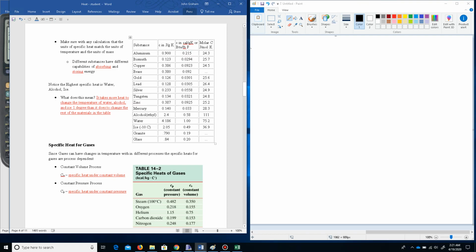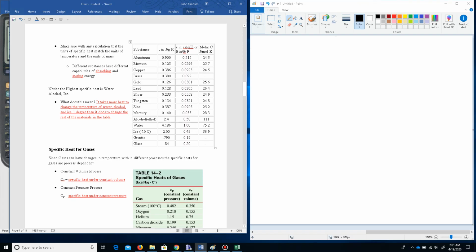If you have the specific heat, my suggestion is those are the units you go with. And then switch it if you need to at the end. If you don't have the specific heat and you're solving for the specific heat, then you can use the units you have and then convert them at the end to the units you need, if it's specifically asking for a certain unit.